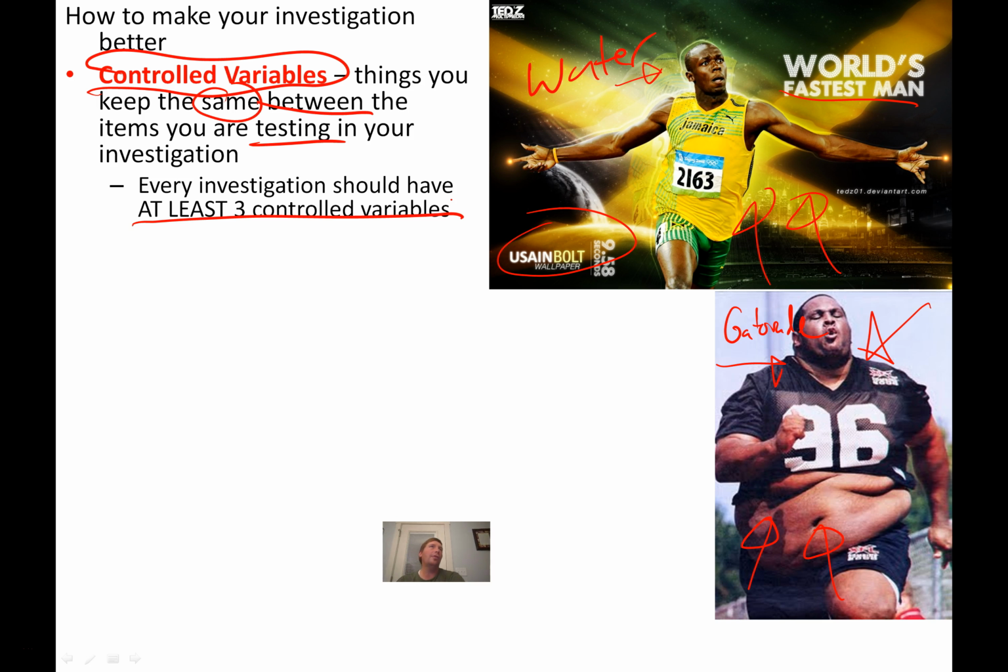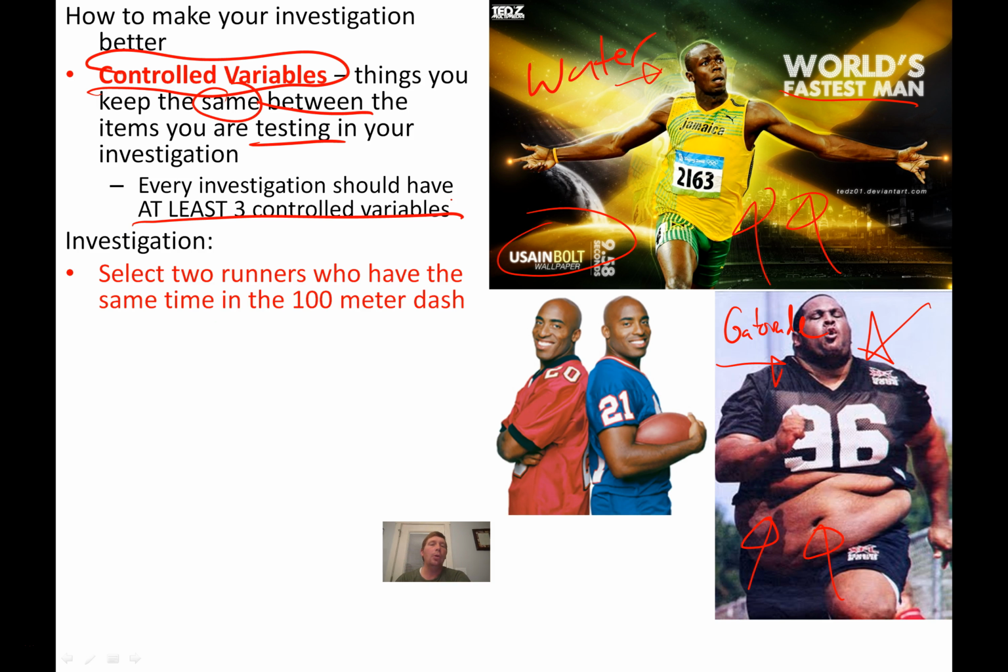So let's write out a new investigation answering that question about Gatorade, and let's incorporate controlled variables. And the controlled variables will be written in red. So our investigation, we're going to start out, and rather than picking 2 people who are completely different, we're going to pick 2 runners who have the same time in the 100-meter dash. A good option would be twins.